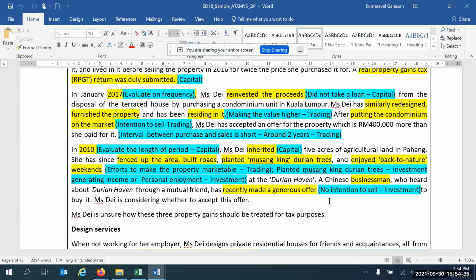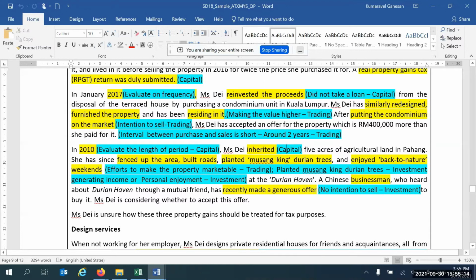So 2010, evaluate the length of period, capital. She bought the Durian Haven in 2010. So now it's 2018, definitely capital. Inherited must be capital. Fence up, build roads. So here I can have 2 points. Fence up area, I make the property marketable, trading. Fence up area and build roads. I'll just make it clearer a bit.